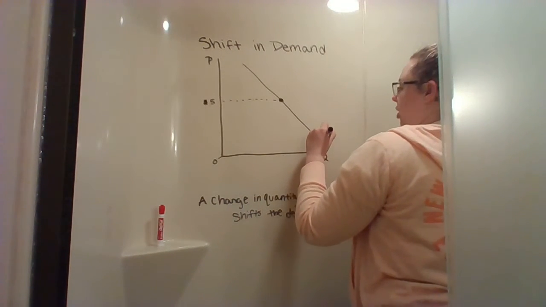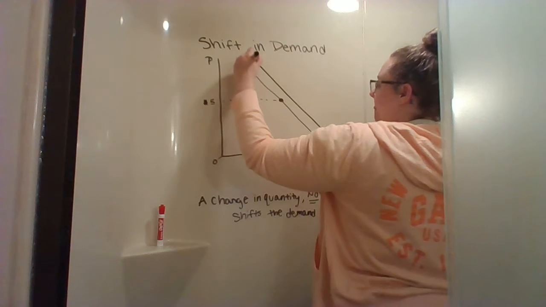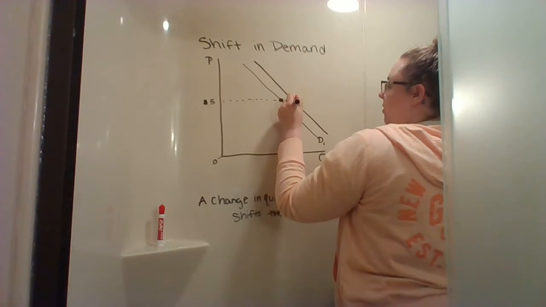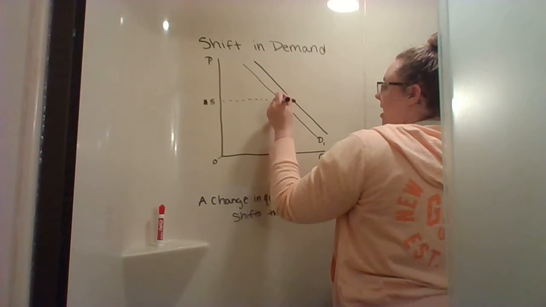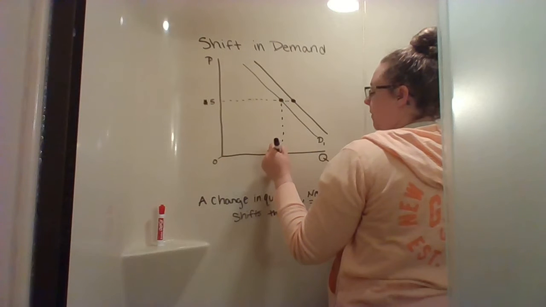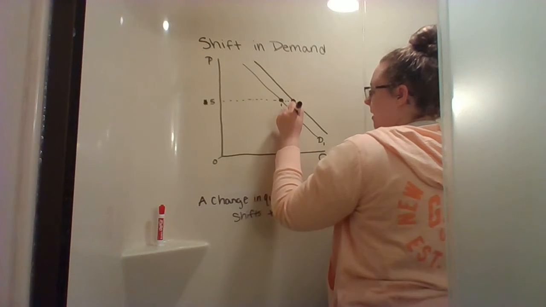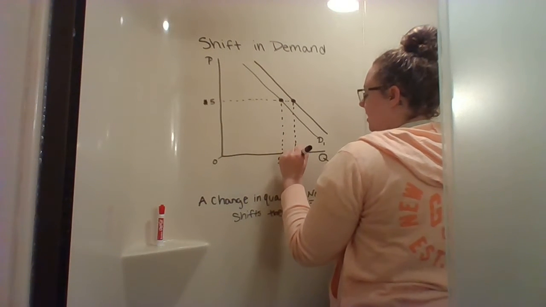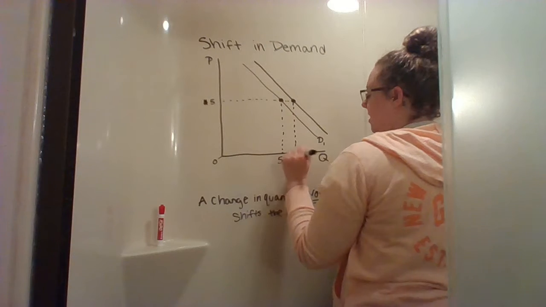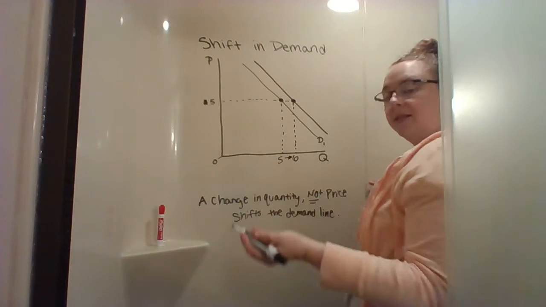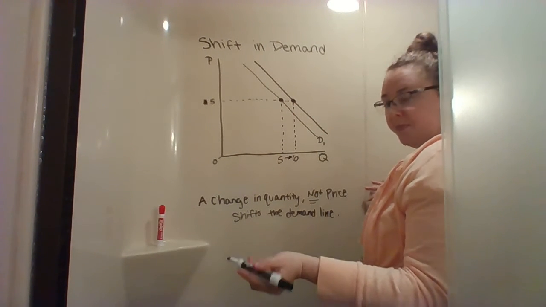So if we shift the line this way, the dot's solely going to move to right here. And the quantity is going to go from, let's say, 5 to 6. So that's an increase. That would be an increase in demand, okay?